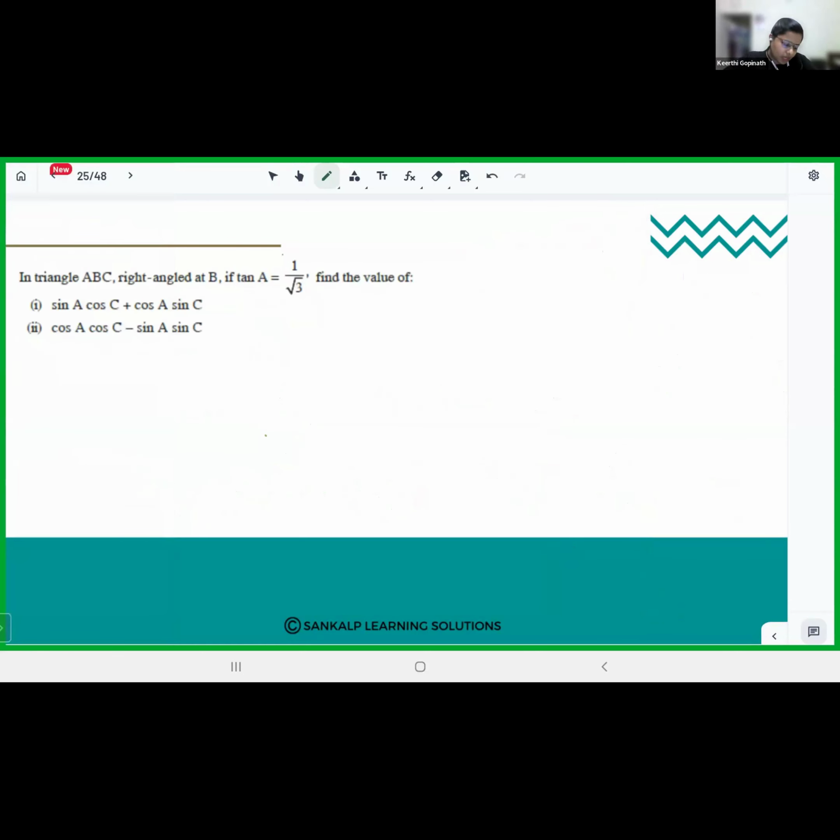In triangle ABC, right angled at B, if tan A is equal to 1 by root 3, find the value of sin A cos C plus cos A sin C. Okay, so they are given a right triangle ABC and they have told that it is right angled at B. So this one is B, let this be A and this one be C. They are given tan A is equal to 1 by root 3. We have to find the value of these two.